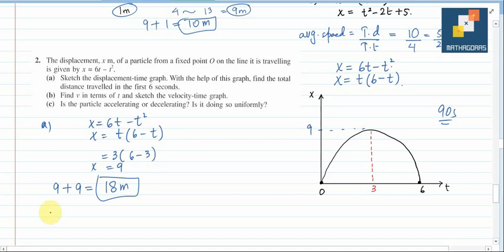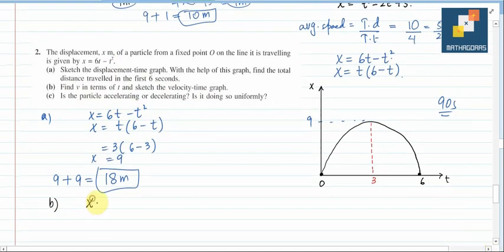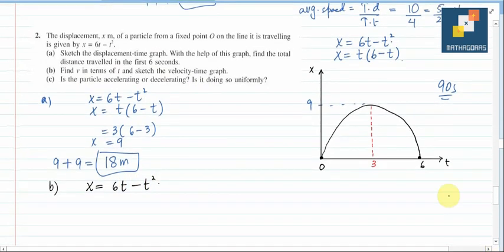Alright. For part B, it says find v in terms of t and sketch the velocity time graph. So you need to find the expression for velocity in terms of t. You have displacement equals 6t minus t square. In order to find velocity from the expression of displacement, we need to differentiate it. So dx over dt equals d over dt of (6t minus t square). dx over dt gives velocity equals 6 minus 2t. That is your velocity expression in terms of time.